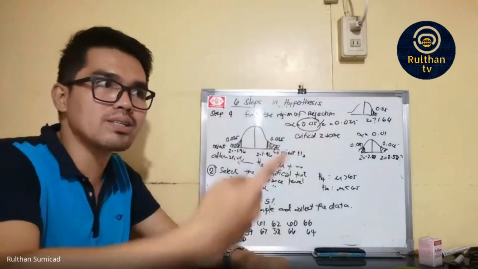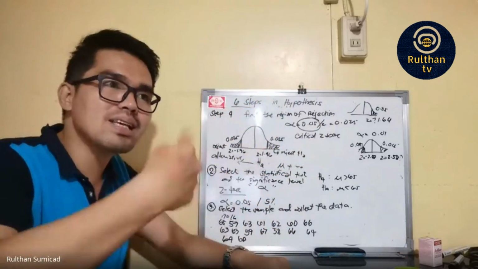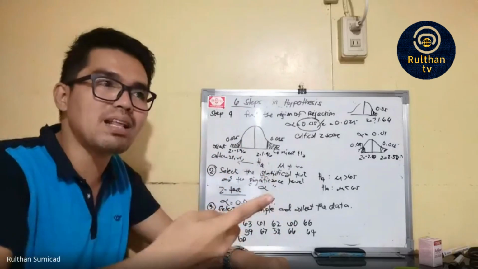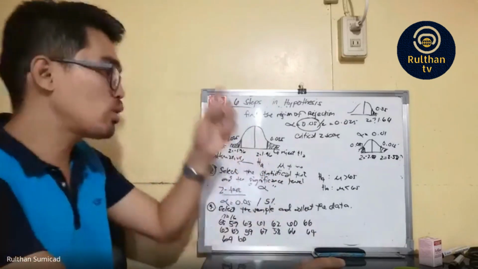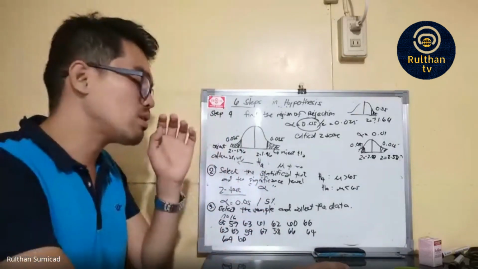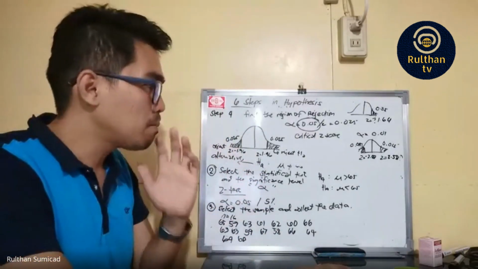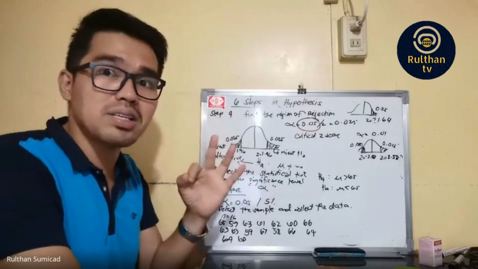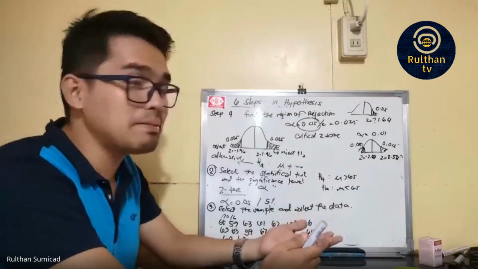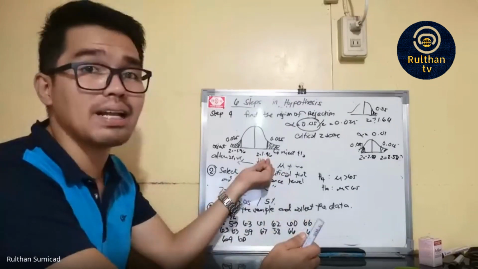If the p-value is less than alpha, then reject. If the p-value is greater than alpha, then fail to reject the null hypothesis. Okay? So those were just my points why I said that there are three ways on how we determine our decision. The first way to determine the decision is by means of the critical value.